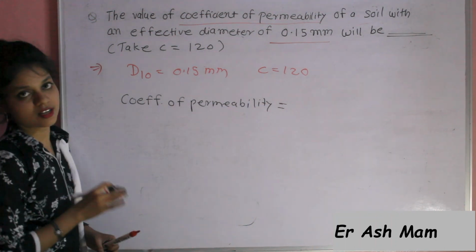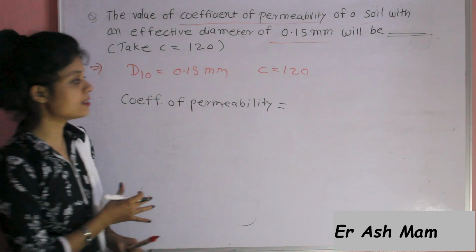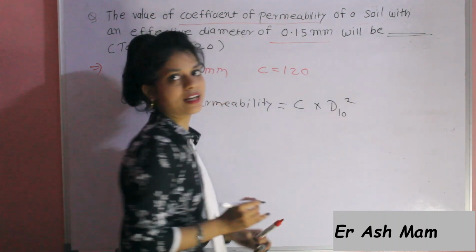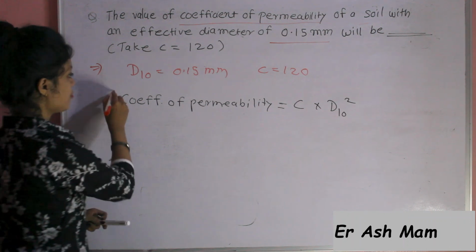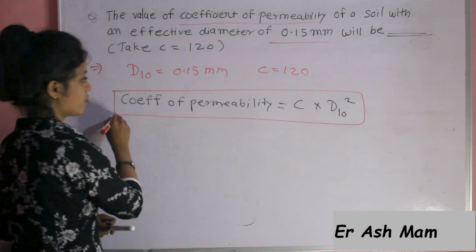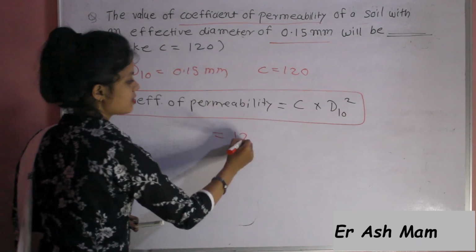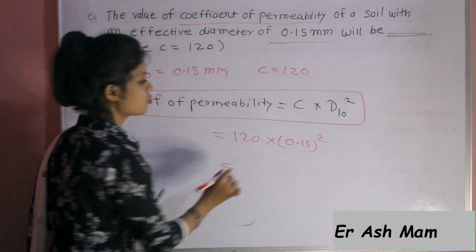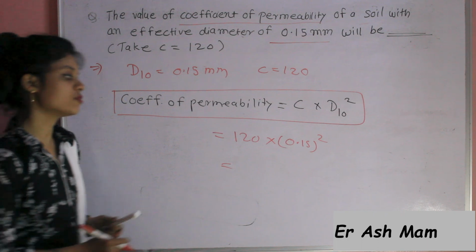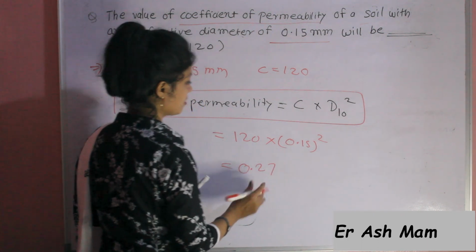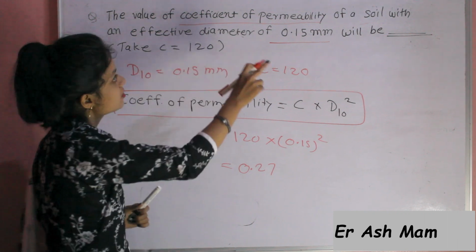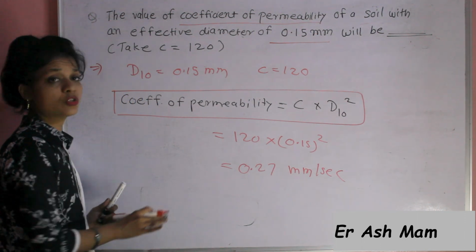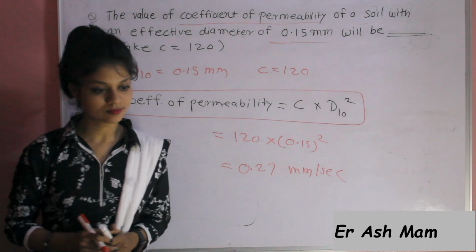There is directly one formula given for coefficient of permeability, that is C into D10 square. One line of formula. Coefficient of permeability equal to C into D10 square. C is given, that is 120. D10 is given, that is 0.15 bracket square. After solving this, we will get value of coefficient of permeability, which is equal to 0.27. It is in mm, so its unit becomes mm per second. Coefficient of permeability equal to 0.27 mm per second.